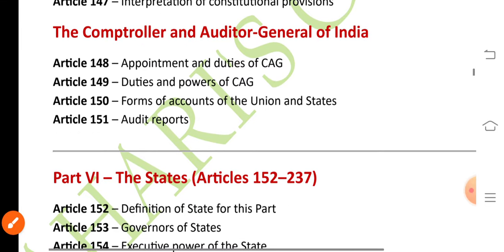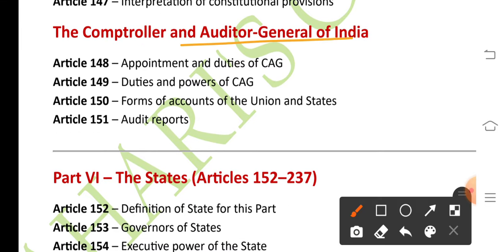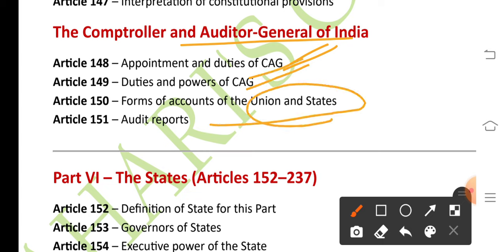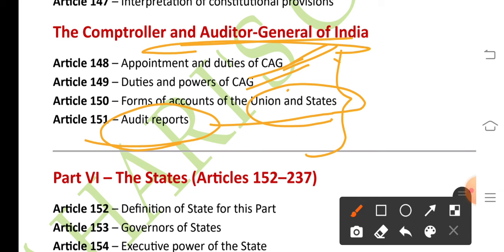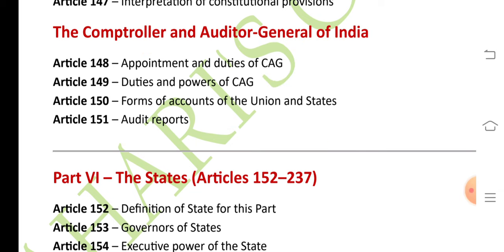Next, CAG, that is Comptroller and Auditor General of India. Article 148 talks about the appointment and duties of CAG. 149, it talks about the duties and powers of CAG. 150, it forms of accounts of the union and states. 151 talks about the audit reports by CAG. This CAG is also very important. Please remember all these articles.